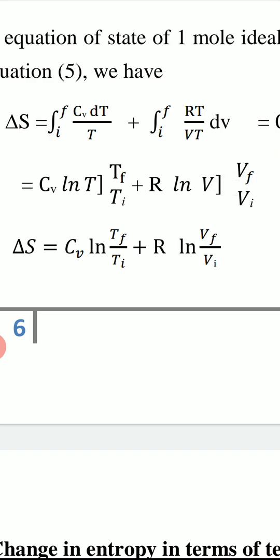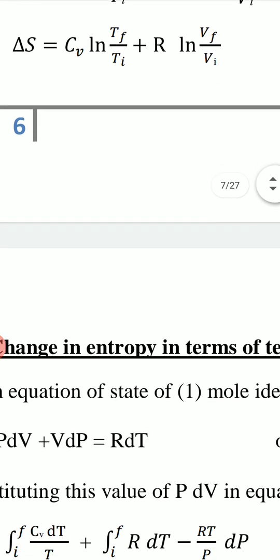So this is the change in entropy for 1 mole ideal gas in terms of T and V. Ln here represents log at base e. We can write R as Cp minus Cv.